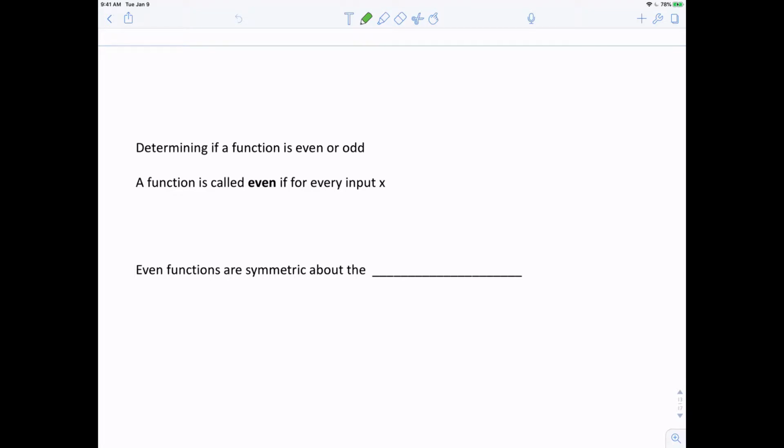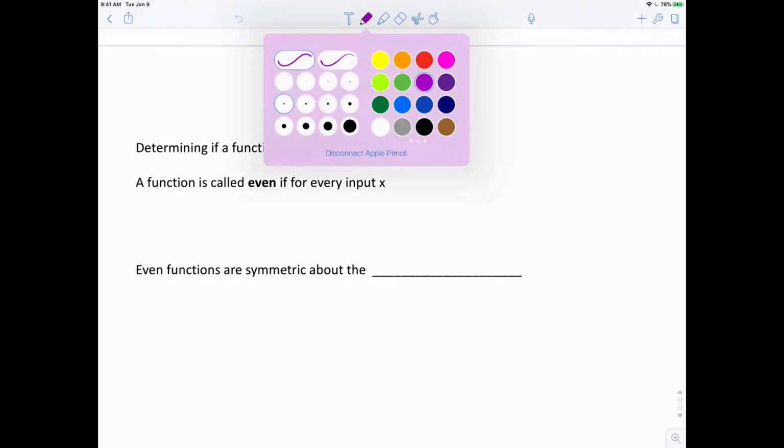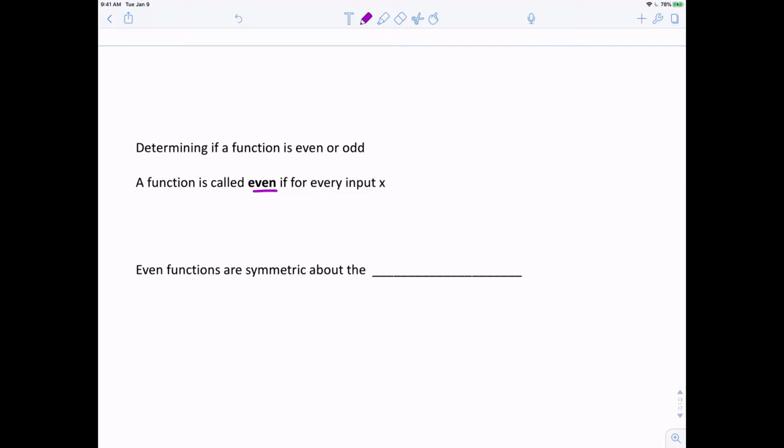In this section, we're going to learn about even and odd functions. Determining if a function is even or odd. A function is called even if for every input x, we have the case that f of x is the same as f of negative x. Even functions are symmetric about the y-axis.